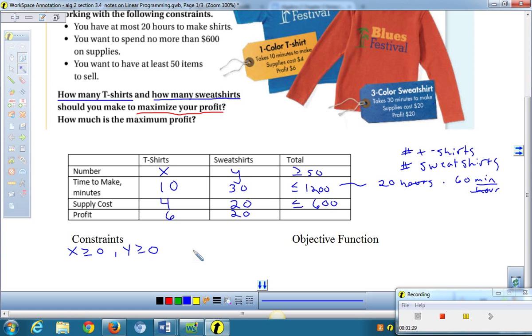All right, now, how about constraints from the information we have in the box? x plus y is greater than or equal to 50. Very good.